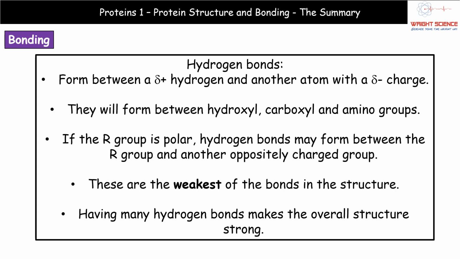But if we're looking to see the effect of having lots of hydrogen bonds within a structure, it makes it strong. Because if you've only got a single hydrogen bond, that bond is weak, it's easily overcome. If we've got many hydrogen bonds, then we have a strong structure because it's going to take more energy to overcome all of those hydrogen bonds. So do remember, hydrogen bonds are the weakest, forming between a delta positive hydrogen and a delta negative atom of another kind.